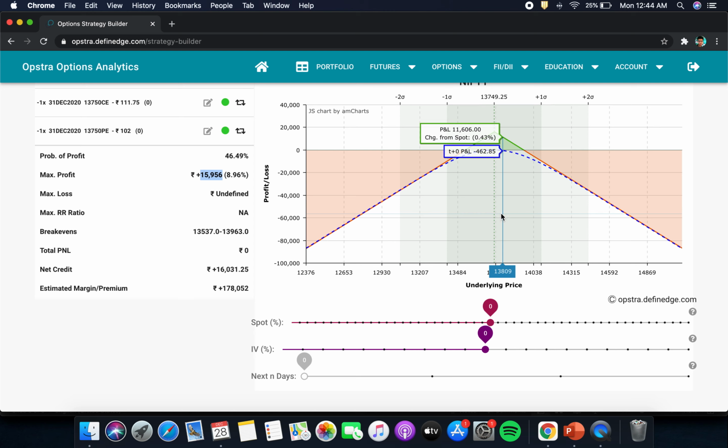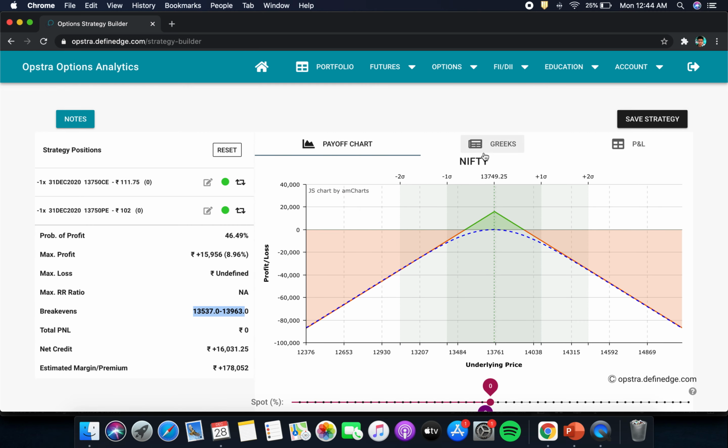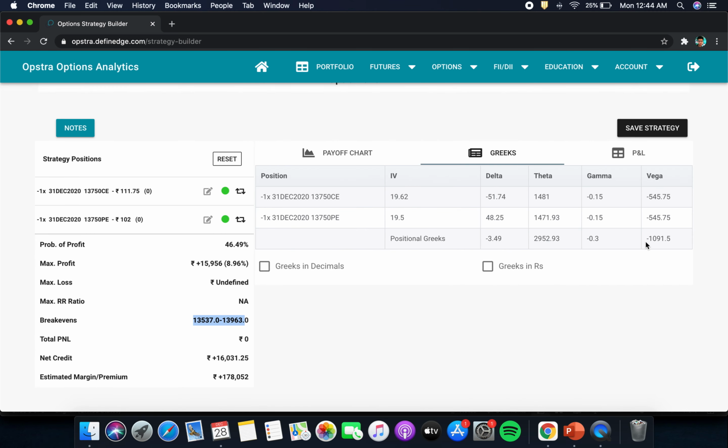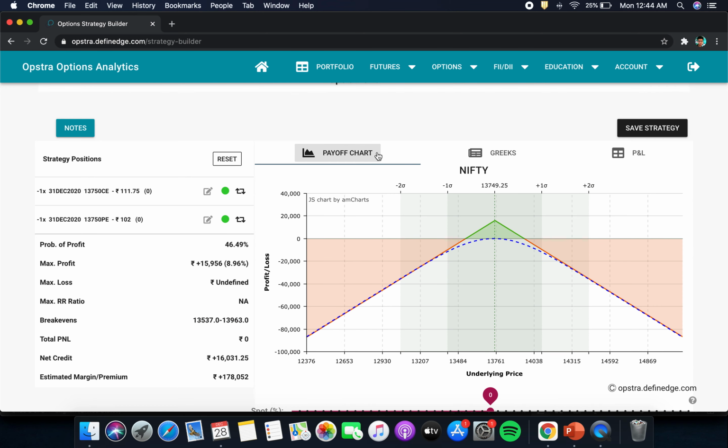That's what I showed in the slides, that if the market expires at the money, that's where you make your profits. And again, you see that this is the range that you get, which is from 13,537 to 13,963. And if I show you the Greeks, as I said, it's a Vega negative strategy. It will not support volatile markets. And the thing that I would like to mention is that you should never do this, especially when you are taking the delivery of these options.